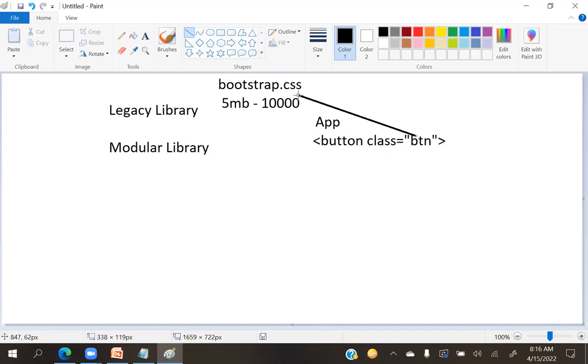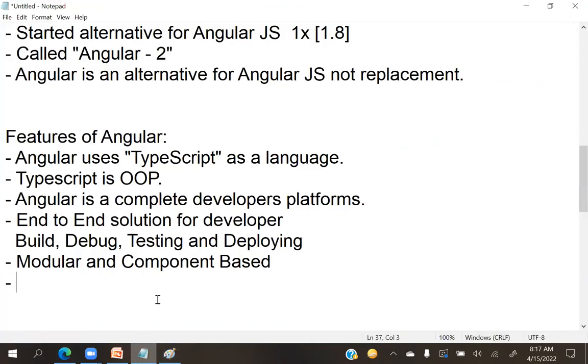Modular library means now all technologies, remember, even technologies like Java, .NET, PHP, Python, all were legacy libraries earlier. From the past few years, they changed their legacy libraries to modular libraries. Everybody is now changing to modular library. Modular library means only the library that is needed for that situation will be loaded, not everything. That means application specific frameworks and libraries, that is called modular library. Angular comes with modular library. What is component based?